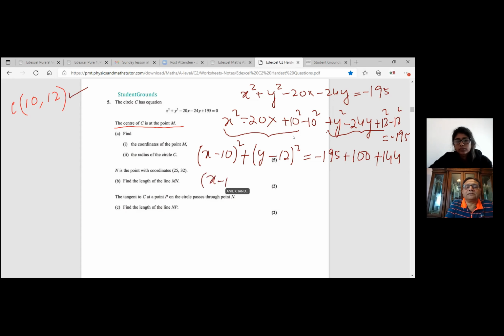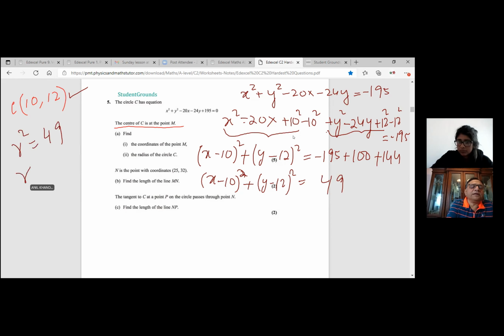So (x minus 10) whole square plus (y minus 12) whole square equals to, Amy, can you do this? 100 plus 144 is 244. Take away 195. How much do you get? 49. And 49 square root is 7. So we have r square as 49. And therefore, the radius will be square root of 49, which is 7.